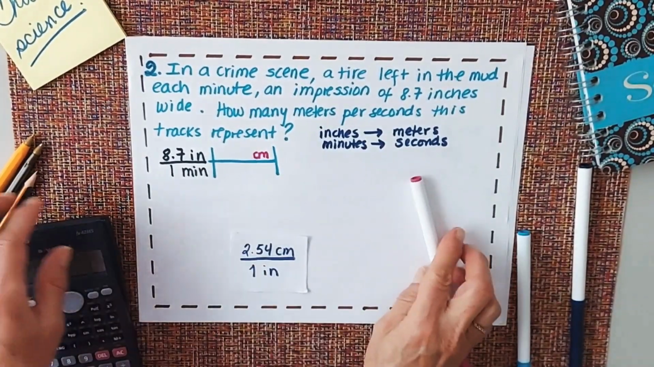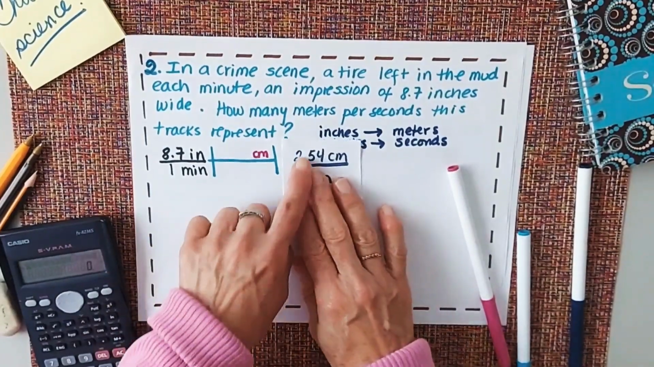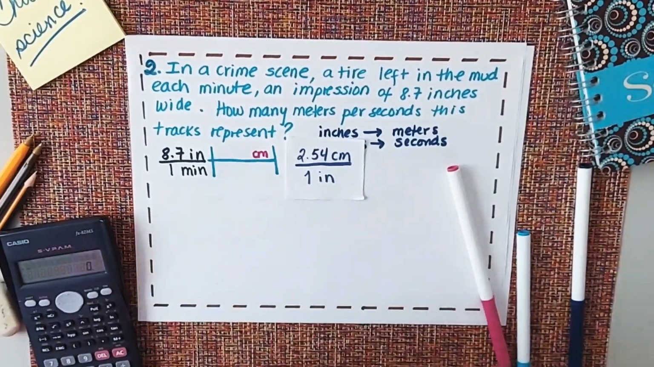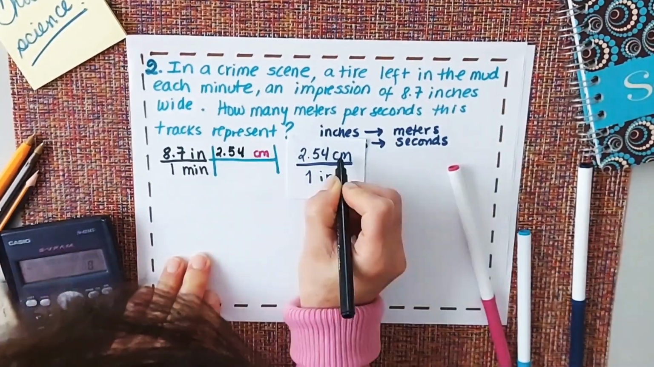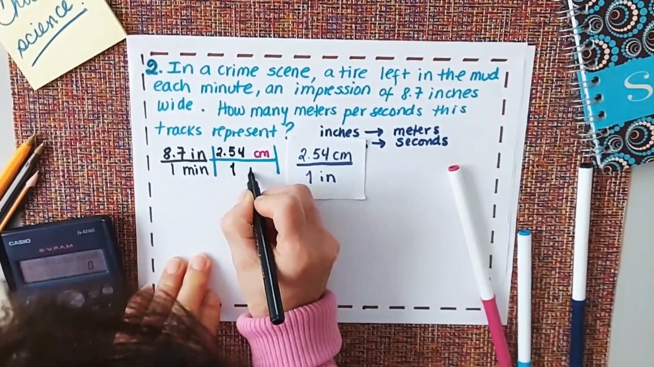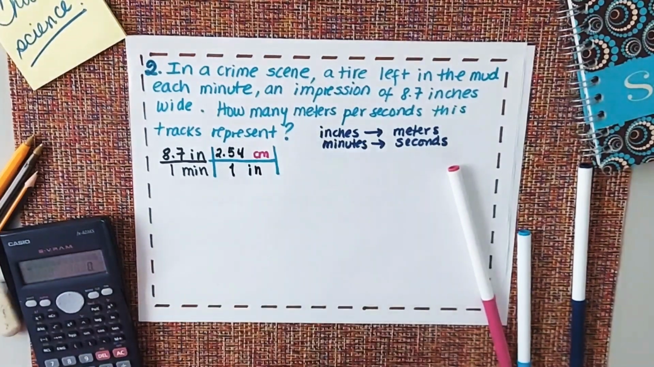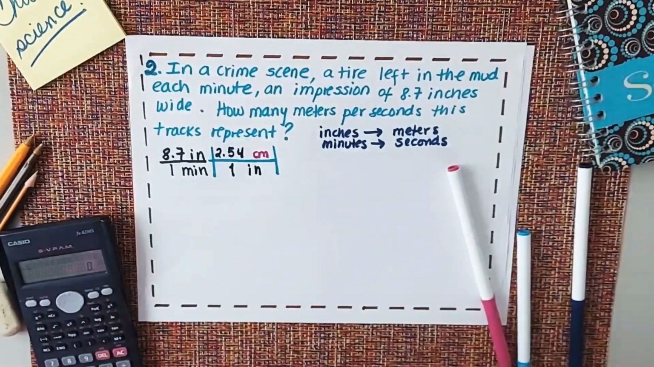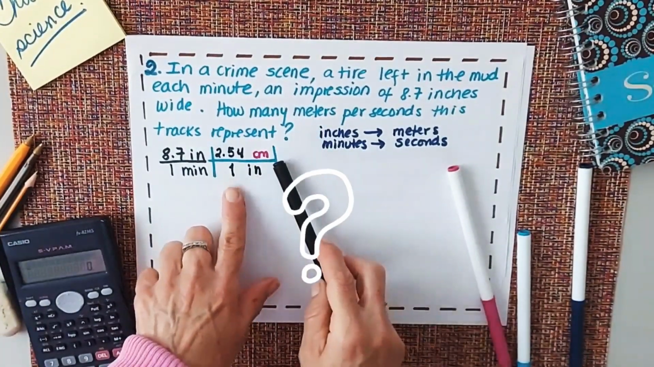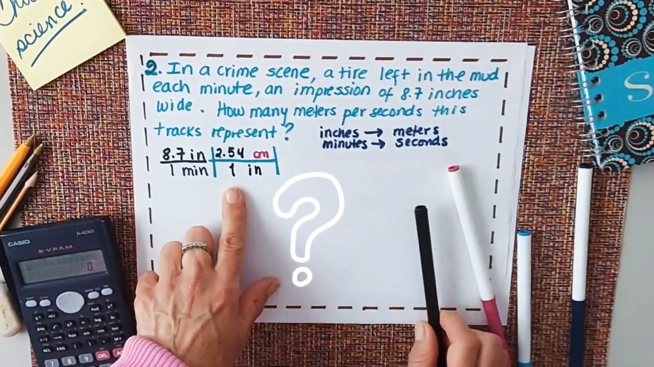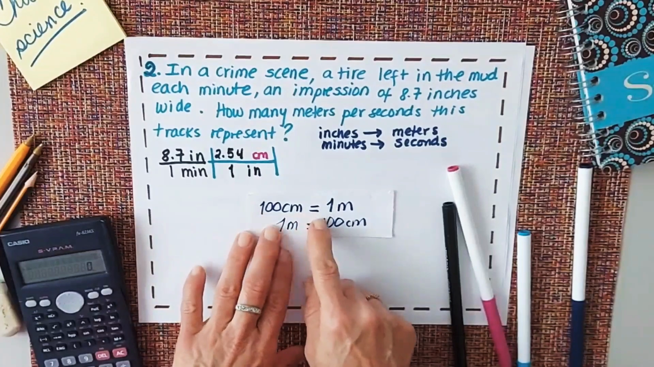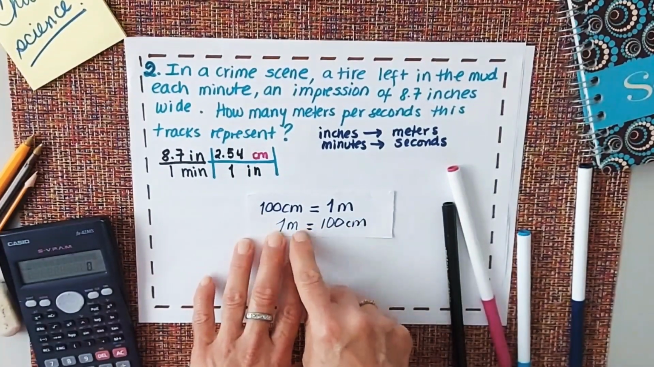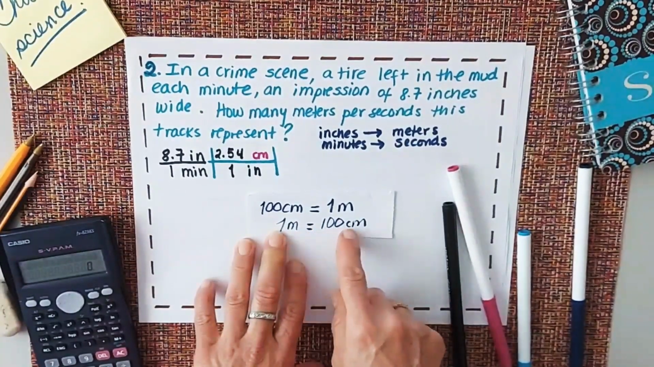Now we are going to copy the values here and here. 2.54 centimeters equals 1 inch. Okay. But now we don't have meters. Remember how many centimeters are there in 1 meter? Yes, 100 centimeters are in 1 meter. Or in other words, 1 meter has 100 centimeters.